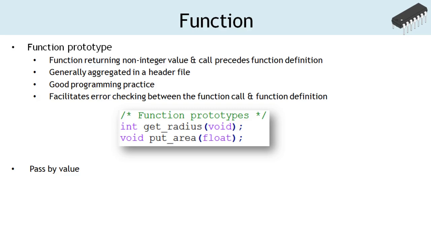When an argument is passed to a function, the value is copied to the function. If the parameter is altered in the called function, the change is not reflected in the calling function. This method of passing the argument is called pass by value.